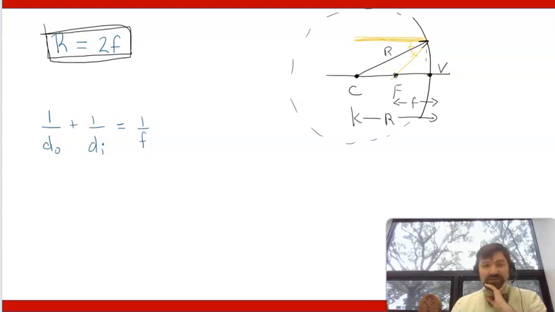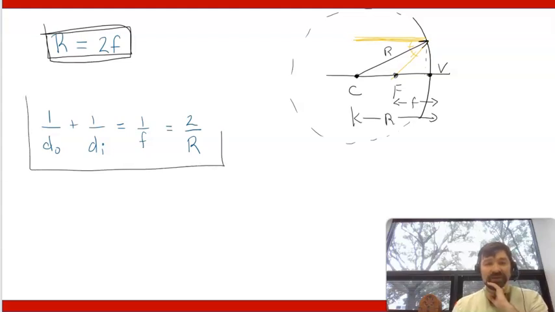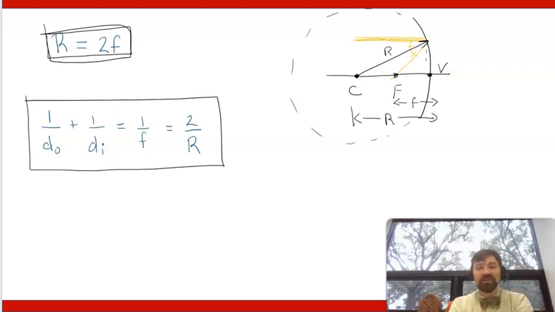Since r is 2f, f is r over 2, so we could also write this as 2 over r if we wanted to. But by and large, it's the same equation as the thin lens equation, other than that last little bit. The examples that I might work for these are therefore pretty similar. We just replace lenses with mirrors. So let's do a quick example.